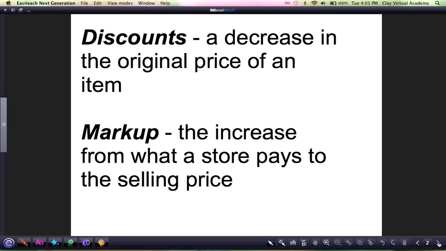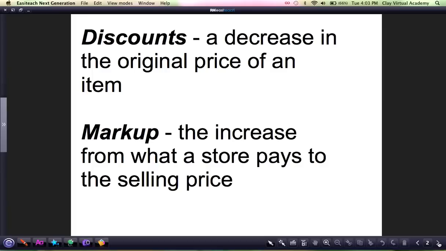Okay, so when we talk about discounts, discounts are a decrease in the original price of an item. And this really is just one of those things that we use every day in our life, because discounts have to do with things being on sale, whether or not we're getting a good deal when we go into the store, and we use coupons. These are all discounts because they're taking the original price and they're decreasing it.